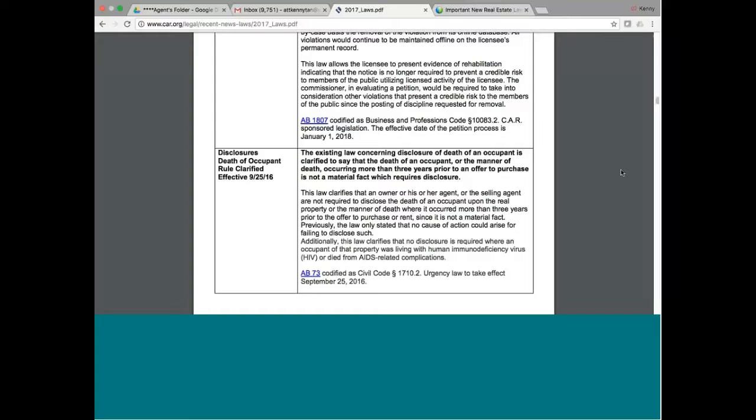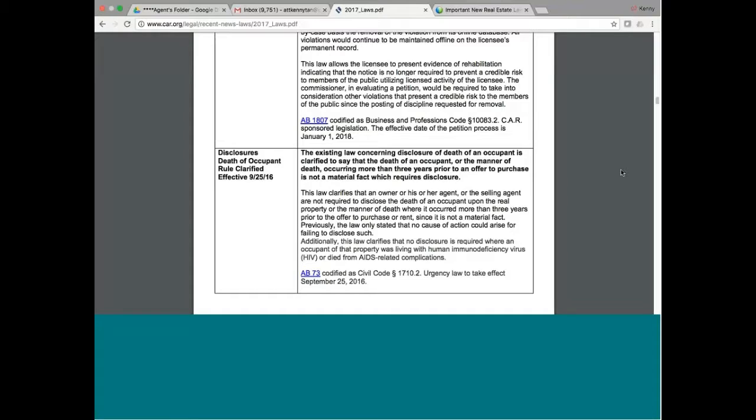However, if you are asked point blank and specifically by the listing agent, by the selling agent, who is the buyer's agent, or the buyer, an agent must not hide the truth if asked that question, but an agent is not required to volunteer any information on the death of an occupant of a property if that occurred more than 3 years ago. Okay, just make sure you understand the law, and if you're asked, you have to just be honest. Okay, you're supposed to be honest and just tell people the truth. If they don't ask, don't tell, because it is not a material fact.